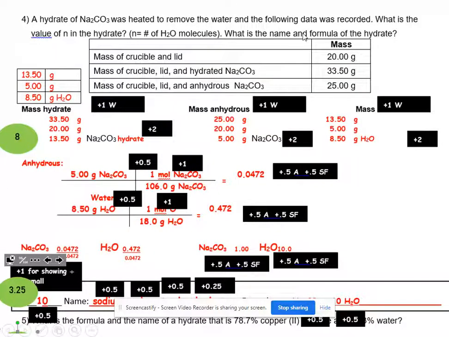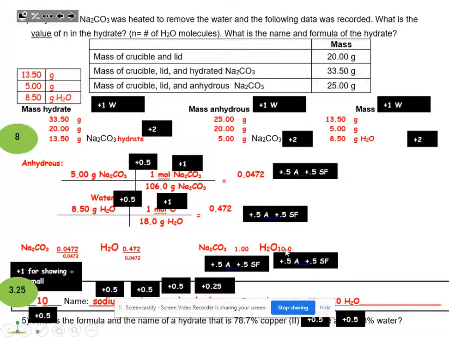This one is just like a lab problem. You're going to have to find the hydrate, then the anhydrous, then the mass of the water. The anhydrous, right? We cross out the hydrate after we're done because we want to make sure we use the anhydrous. The molar mass of Na2CO3 is 106.0, and then I get 0.0472. When it comes to the water, 8.50 divided by 18.0 is 0.472. Showing that I divided by small is worth 1 point.